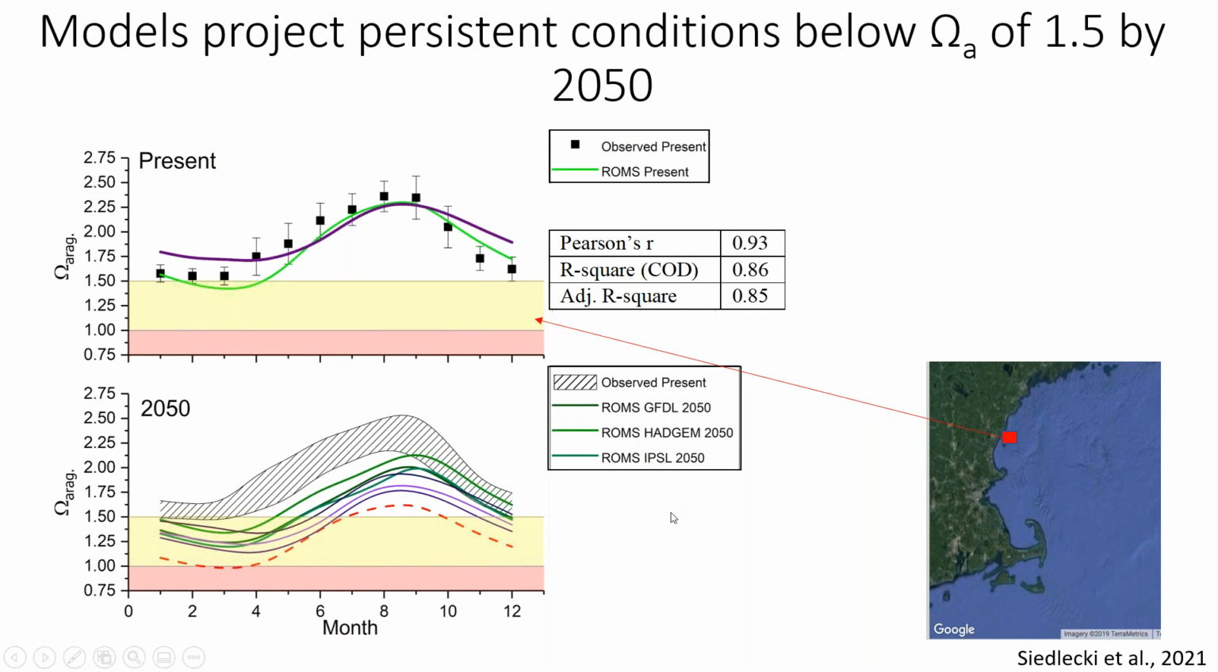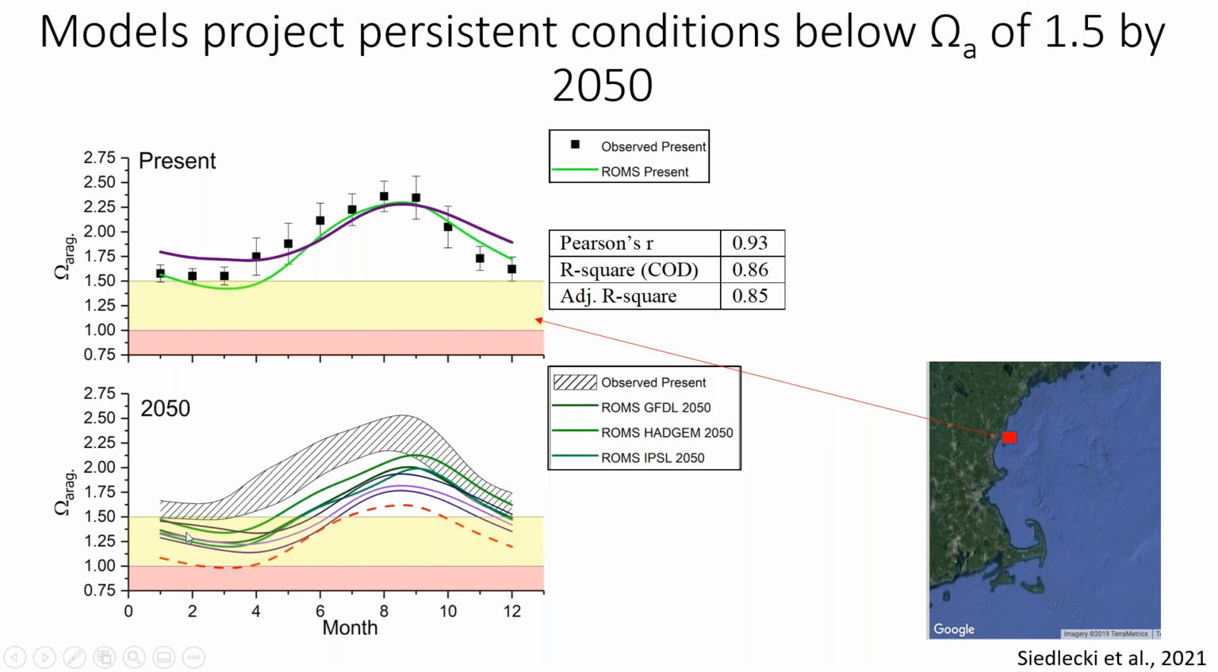So we applied the empirical model to the physical projection, and here is the resulting seasonal cycle in the same location as these observations. That's shown in the bottom panel. And again, you can focus on just the green lines, which is the empirical model projection.